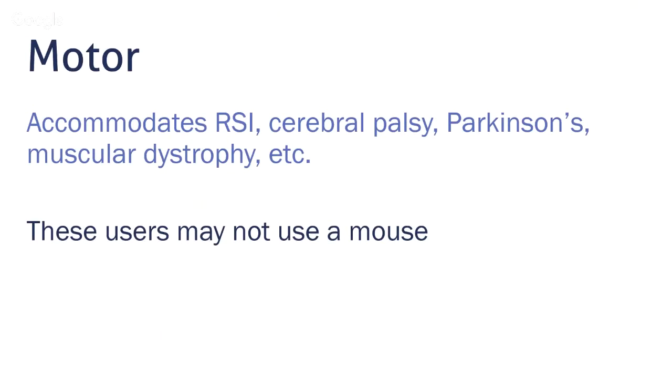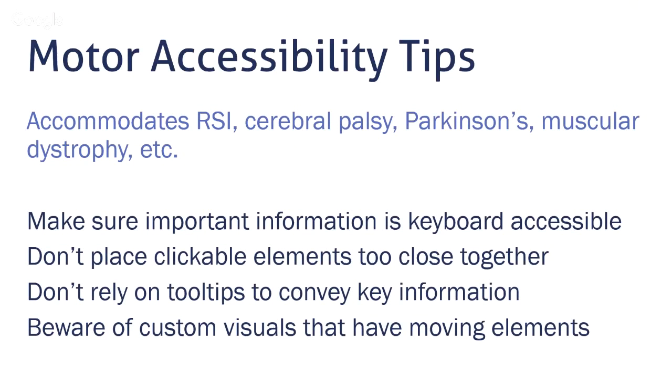All right, third category, motor. So this could be people with repetitive strain injuries if you've been sitting at your keyboard for 30 years and now you've got wrist issues. People with Parkinson's, muscular dystrophy. The main thing that you want to remember for this is that these users may not use a mouse. So I showed you keyboard shortcuts earlier, and that's part of it, but there's more to it than that.